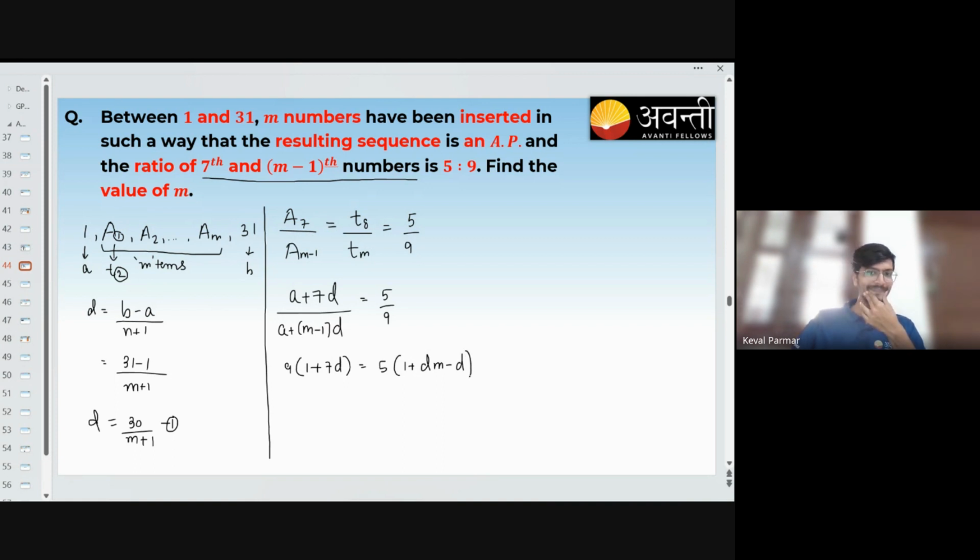Correct है क्या? So let me keep d like that only. Should I keep like that? Yeah. So 1 plus m minus 1 into d.